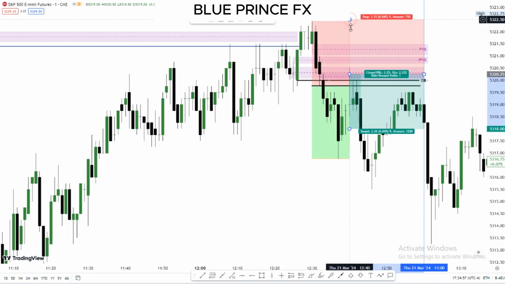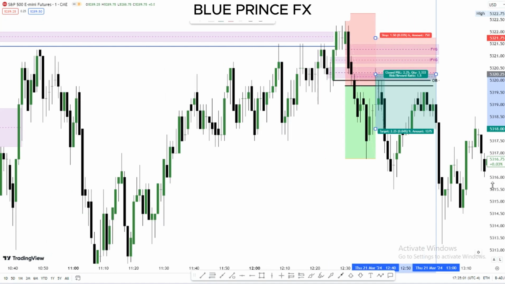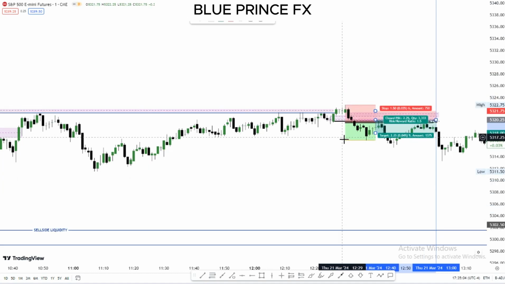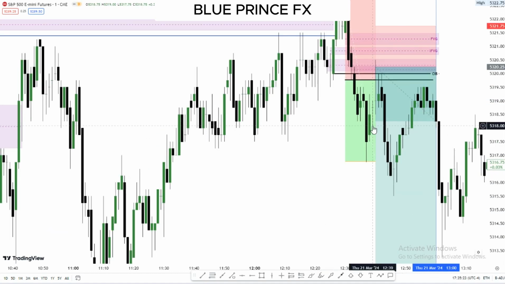You hide your stop loss above this fair value gap here, and you target the 15 minutes sell side liquidity, which is here. So your trade is going to be something like this. You either sell at the 50% of this. So let me mark this breaker block perfectly. So this is the breaker block, and the 50%, that means the 50% has to go up to here.